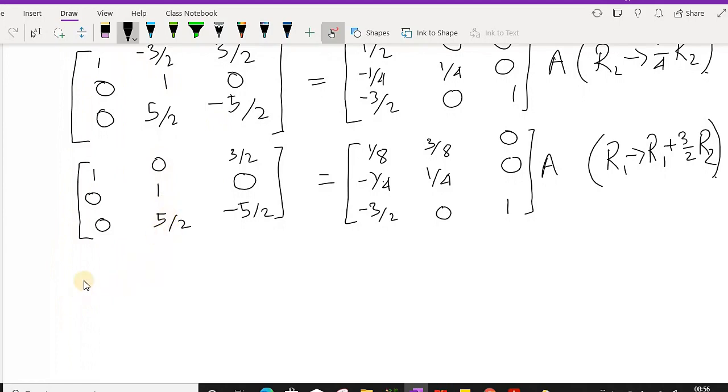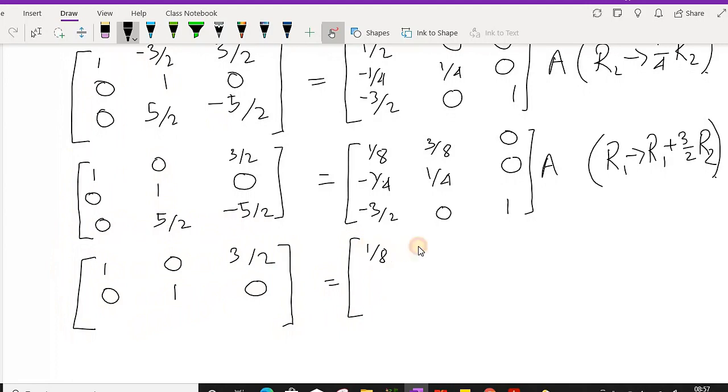So now you make this one 0. To make this one 0, we have to operate on R3. So I will keep R1 and R2 as they are. So this will be 1, 0, 3 by 2, 0, 1, 0. These two I'll keep like this. So here you will have 1 by 8, 3 by 8, 0, minus 1 by 4, 1 by 4, 0, minus 3 by 2, sorry, not 3 by 2. We will have to write R3.